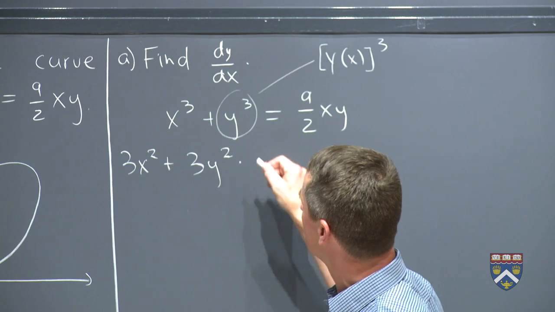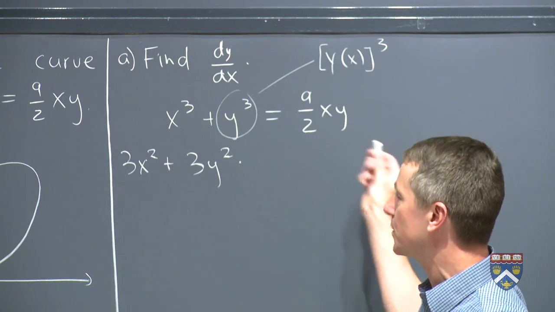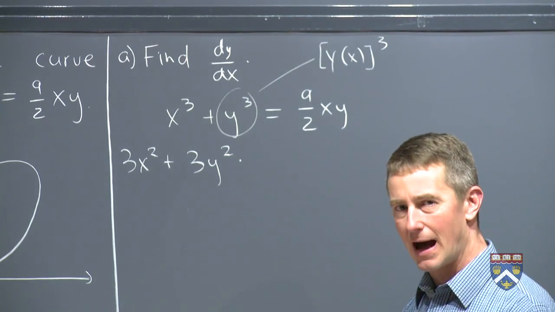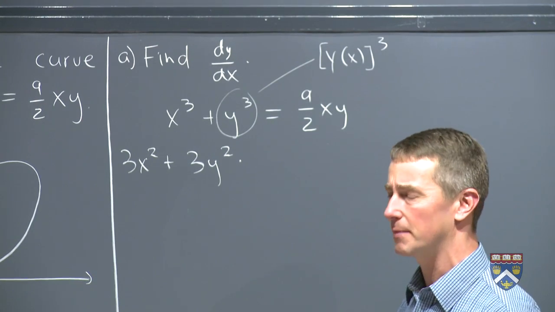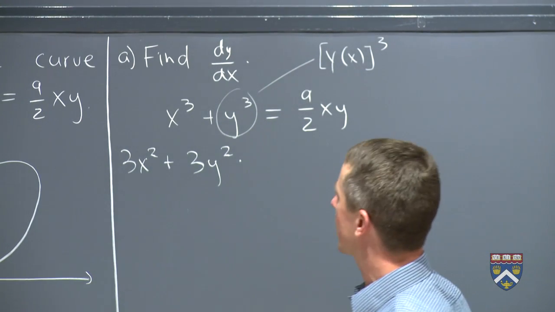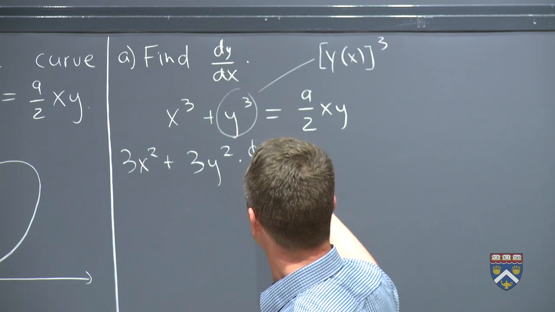And now it's up to you. You could write y prime. Sometimes these equations get pretty messy, and you've got a lot of y's and y primes around. Some of them might get mixed up. So I'm not going to write y prime. I'm going to write dy dx.